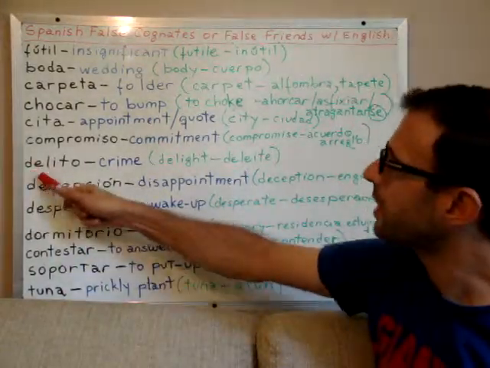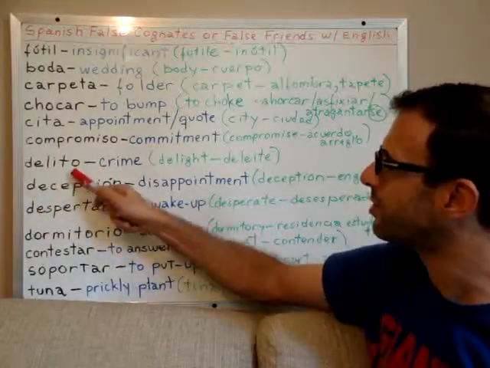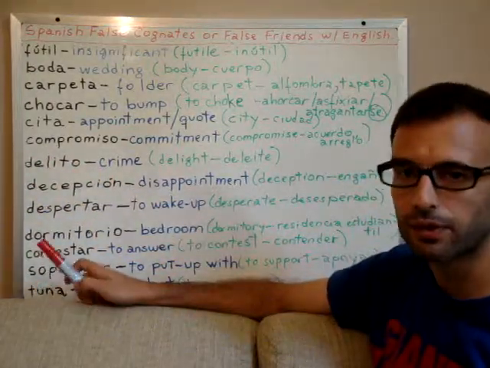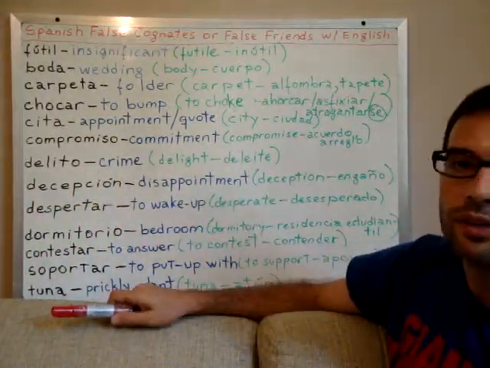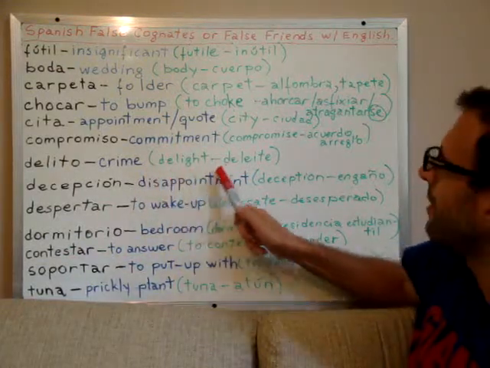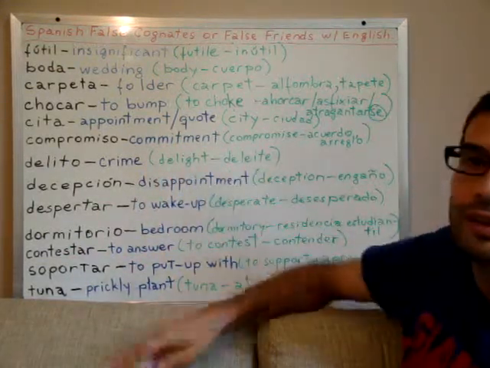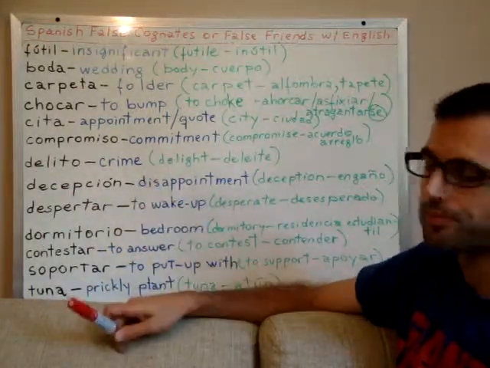Here we have another masculine noun, the word delito. It is el delito, masculine noun. Delito means crime, does not mean delight. The word for delight is deleite. Deleite is the Spanish meaning of delight.